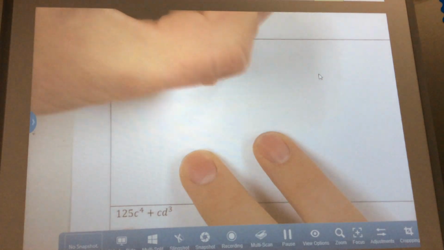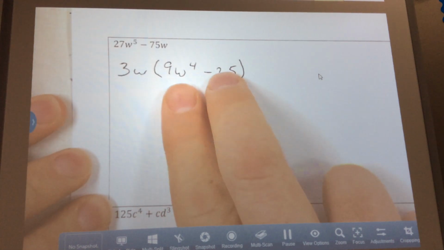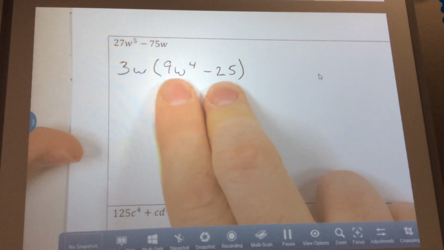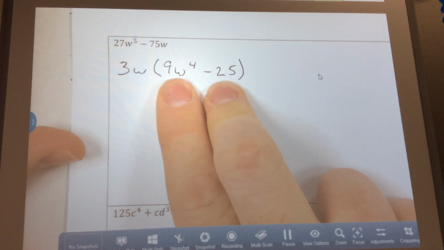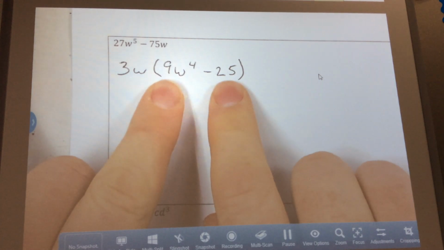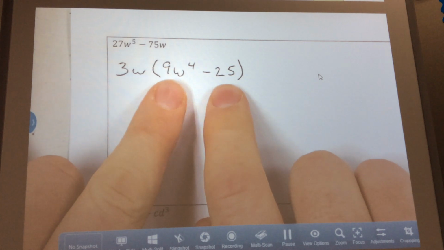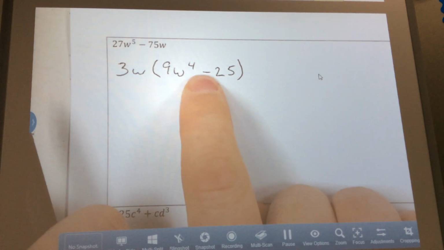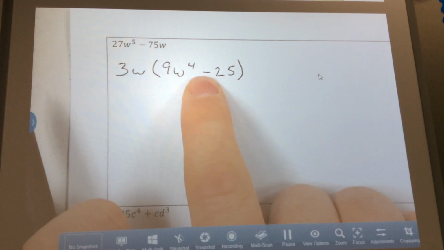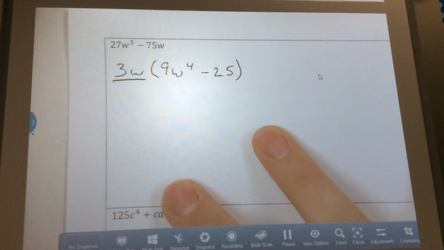minus 25. Then you have to ask yourself, are these two terms perfect squares or perfect cubes? When you look at it, 9 is a perfect square, 25 is a perfect square, and so is w to the fourth power. So with this question, I'm going to use the difference of squares, because of the subtraction sign right there. Do not forget about your greatest common factor that you've taken out. That is part of your final answer.